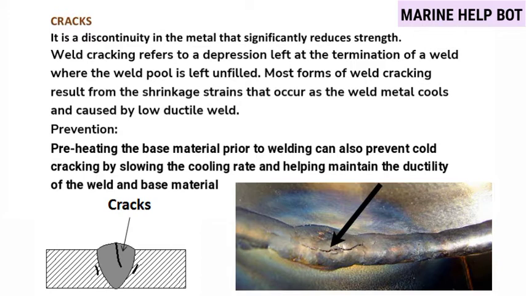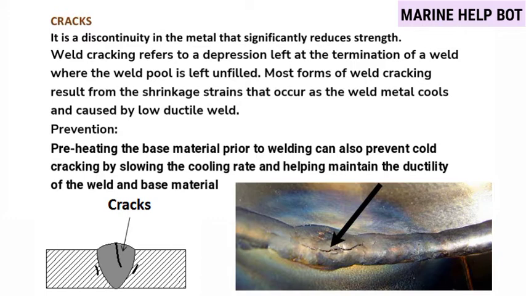Most forms of weld cracking result from the shrinkage strains that occur as the weld metal cools and are caused by low ductile weld. So these are caused whenever there is shrinkage seen at the time of cooling and also seen in the low ductile weld.